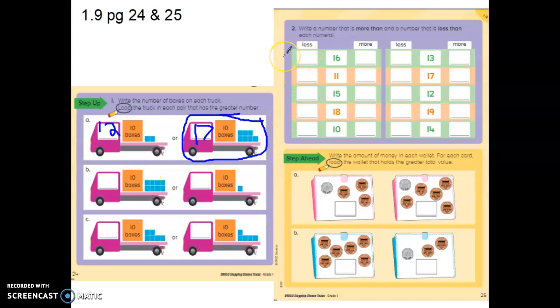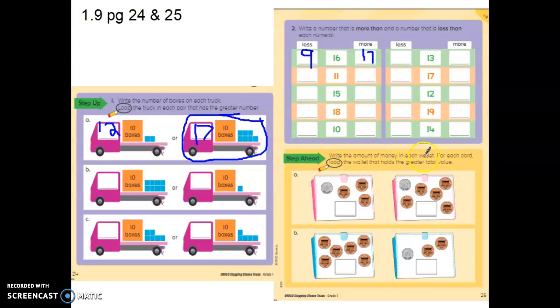Number 2, write a numeral that is more than and a number that is less than each number. So we have got 16 here. A number that is less than 16 could be 9. Anything less than 16. And a number that is more than 16 could be 17. That's more. So we're going to use your hundredths chart to help you with that.